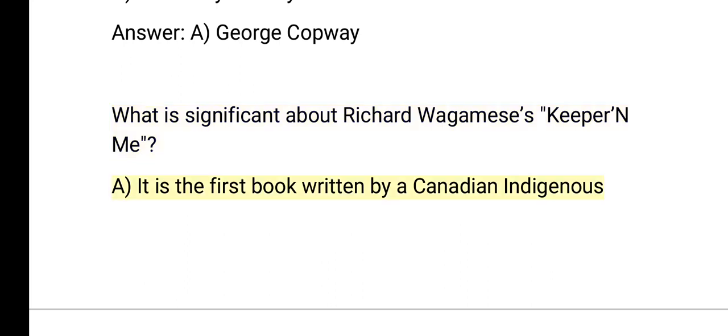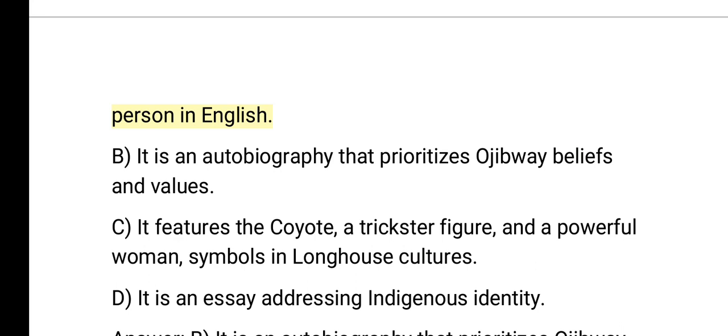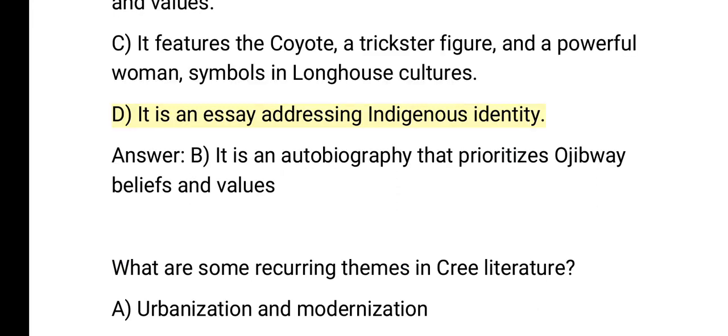What is significant about Richard Wagamese's Keeper 'n Me? A. It is the first book written by a Canadian Indigenous person in English. B. It is an autobiography that prioritizes Ojibwe beliefs and values. C. It features the coyote, a trickster figure, and a powerful woman, symbols in longhouse cultures. D. It is an essay addressing Indigenous identity. Answer. B. It is an autobiography that prioritizes Ojibwe beliefs and values.